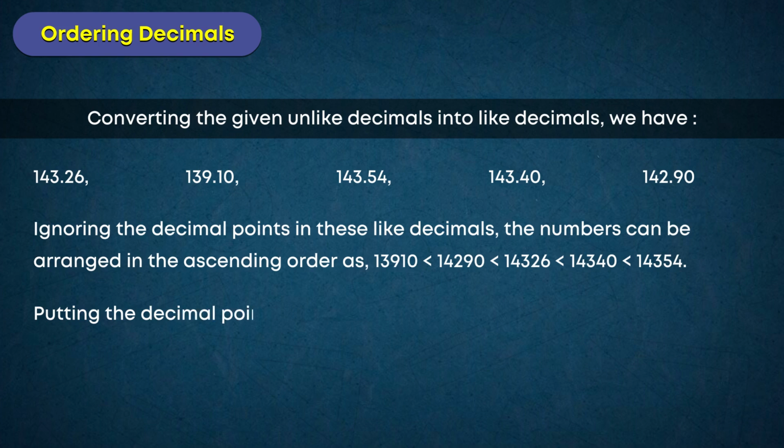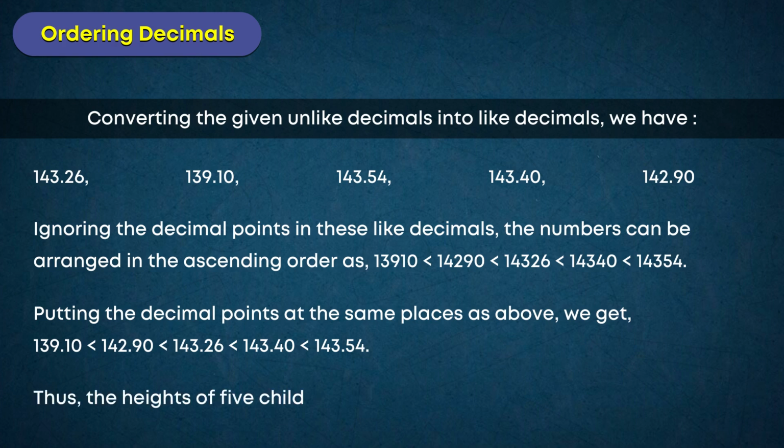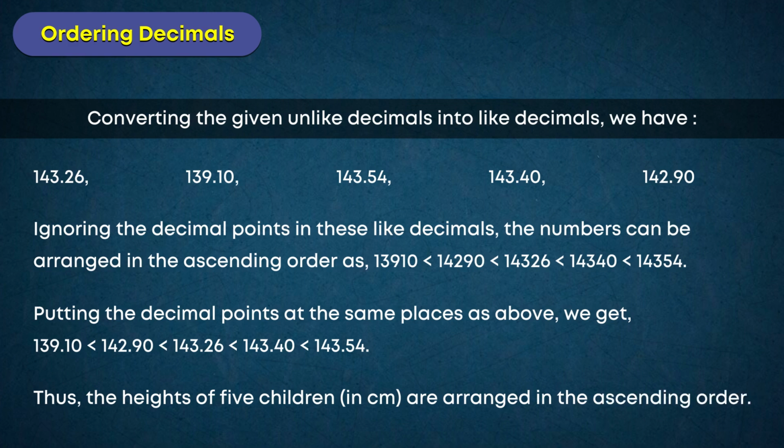Putting the decimal points at the same places as above, we get 139.10 is less than 142.90, is less than 143.26, is less than 143.40, is less than 143.54. Thus, the heights of the 5 children in cm are arranged in ascending order.